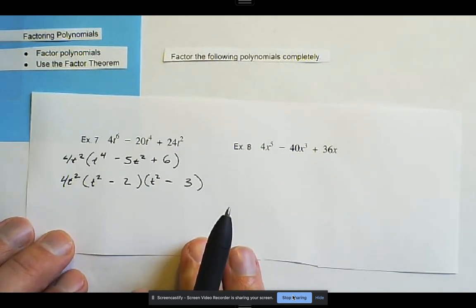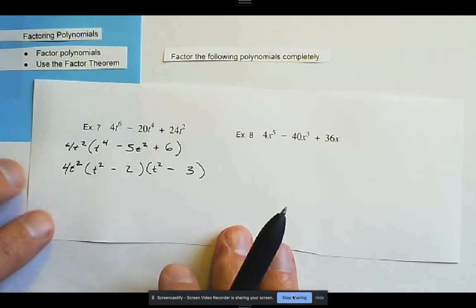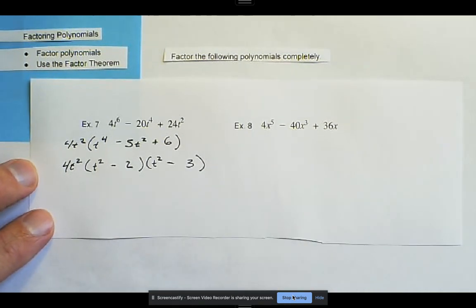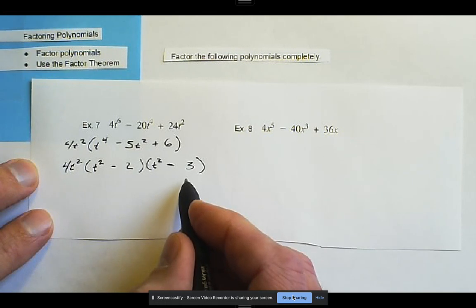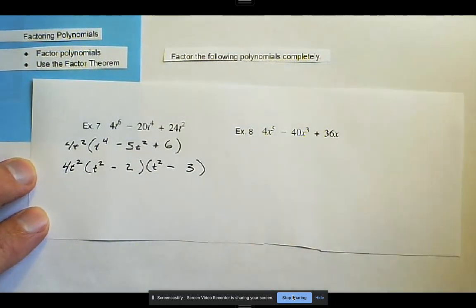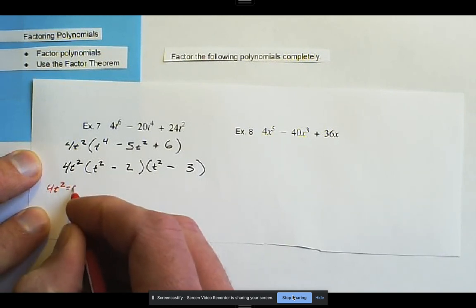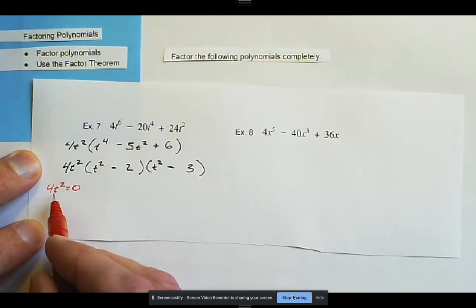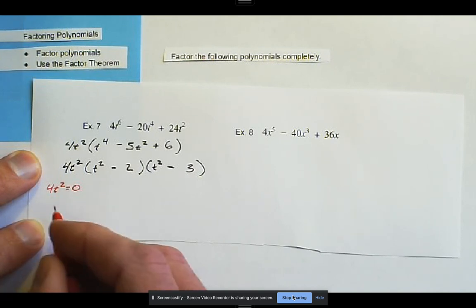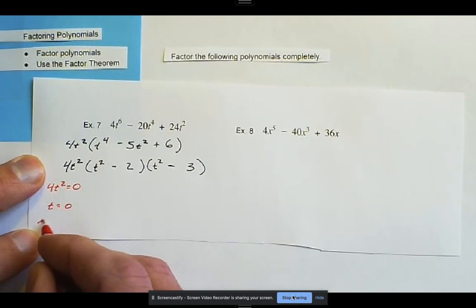And so what we want to do is solve each of these terms for 0. So 4t squared is equal to 0. In this case, if we substitute 0 in, 0 equals 0. So t equals 0, and that's a multiplicity of 2.